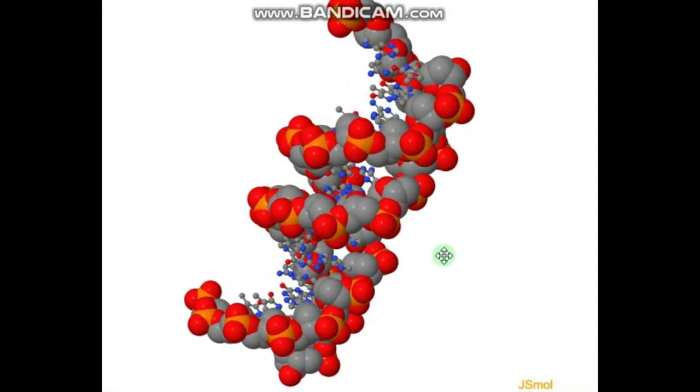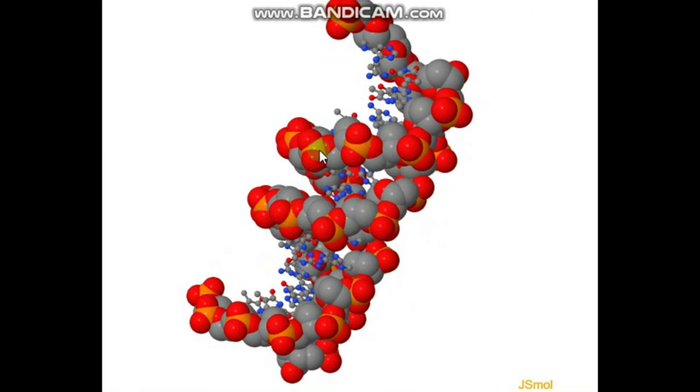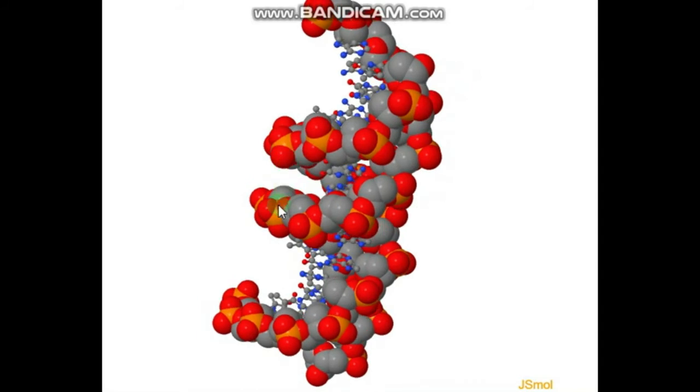But what it does do is bring together phosphate groups in adjacent turns of the chain. So between here and here, you can see these two phosphate groups are really quite close together. And that repulsive interaction is a problem.